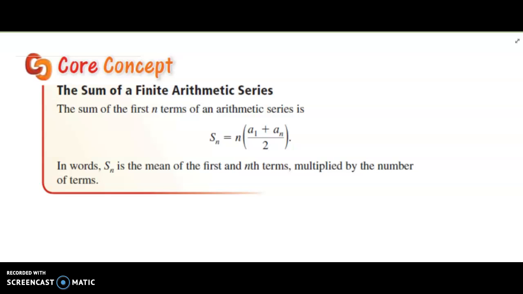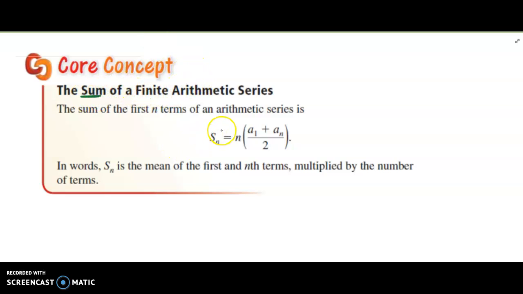Alright guys, so this is the last part of section 8.2. If you haven't watched the first video, make sure to do that before you watch this video, because this video won't make sense without that one. Okay, so we're still going on with the arithmetic series, and now we're going to talk about the sum of them.